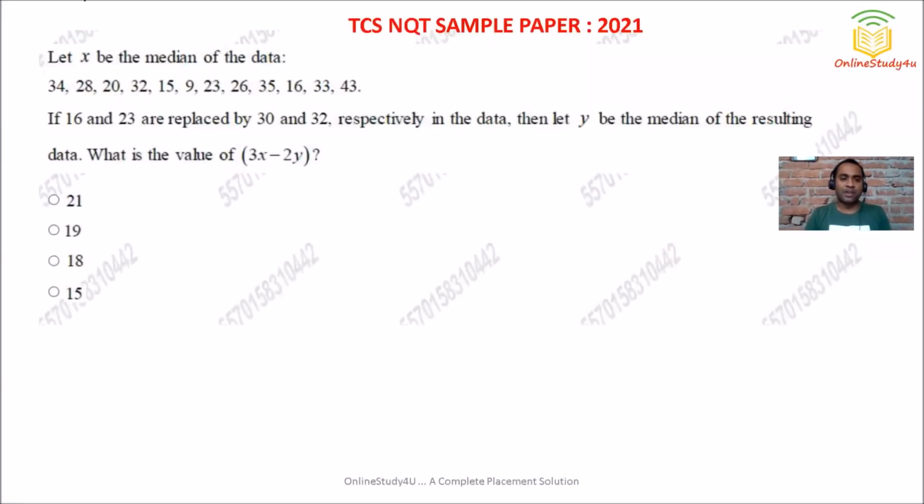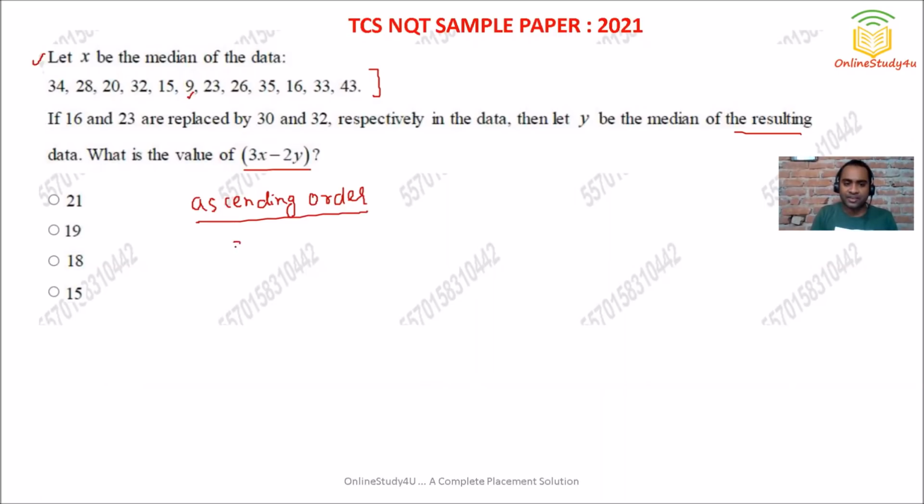Friends, question number one is based on mean, mode, and median. Let X be the median of the data. If 16 and 23 are replaced by 30 and 32 respectively in the data, then let Y be the median of the resulting data. What is the value of 3x minus 2y? The question is not very complicated, you just need to understand and do it. Before calculating the median, always remember we need to arrange the data in ascending order. This is very, very important. Whatever data is given to you, we need to arrange it in ascending order.